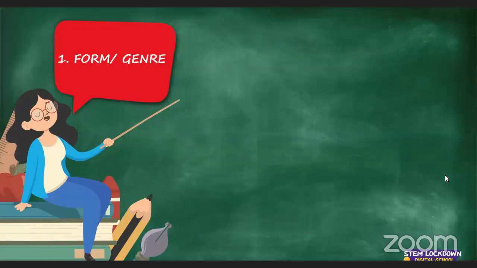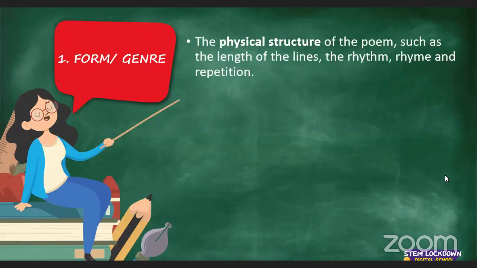Right, so we spoke of form or genre, whatever word you prefer to use, and we said it is the physical structure of the poem, okay? So we defined form as the physical structure of the poem, such as the length of the lines, the rhythm, and the repetition, okay? So the physical structure of the poem is made up of stanzas or what you call verses, okay?